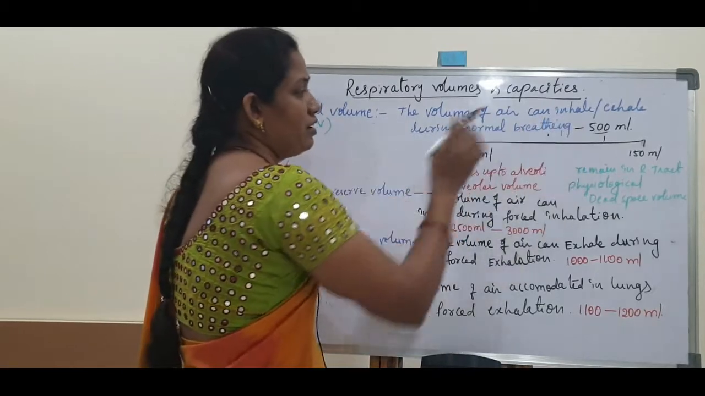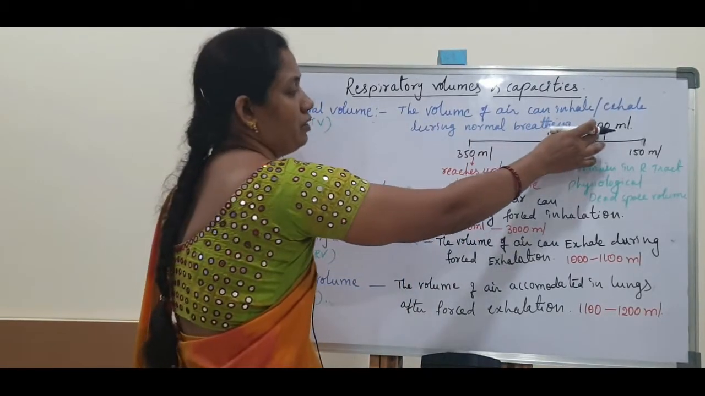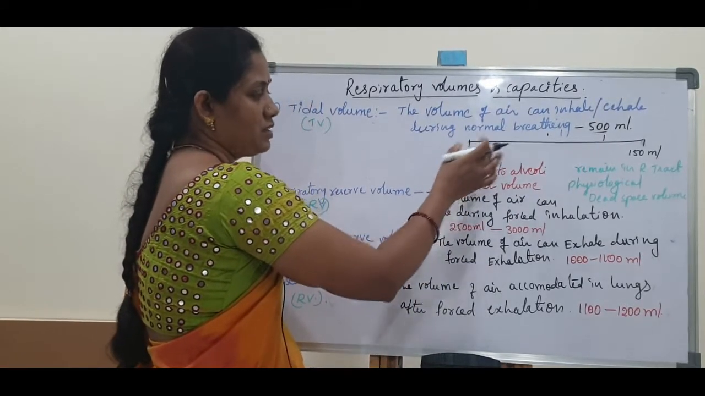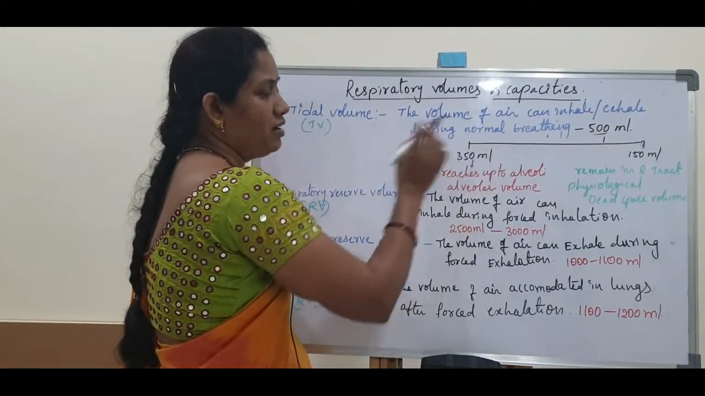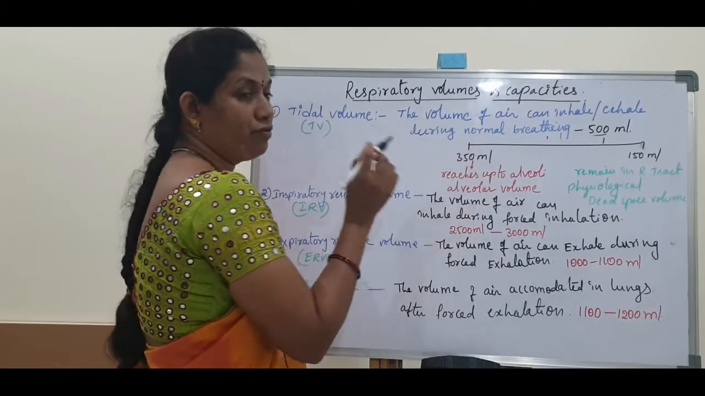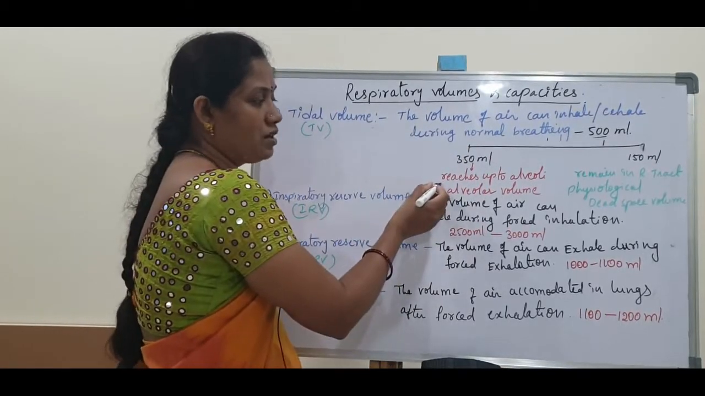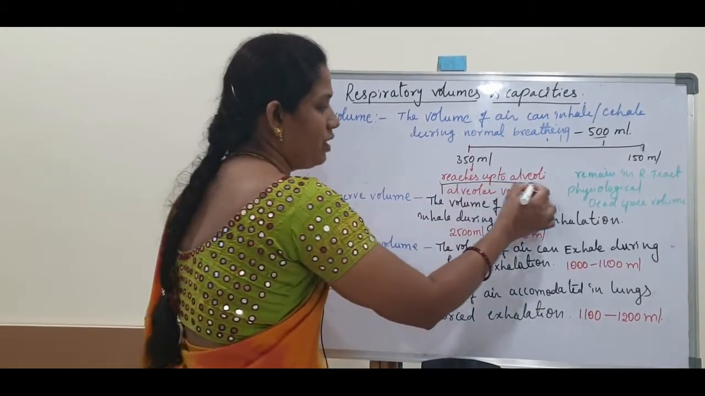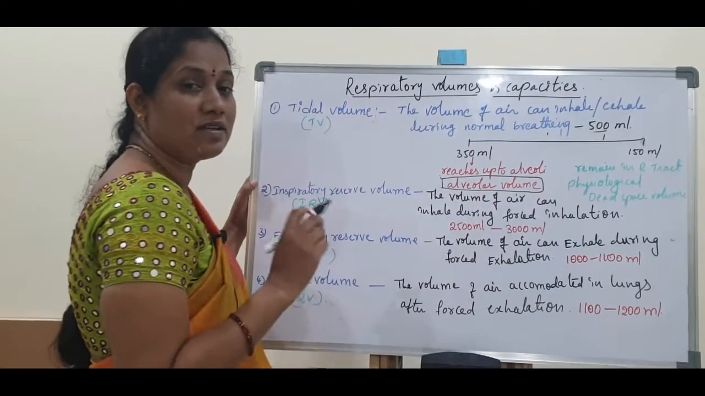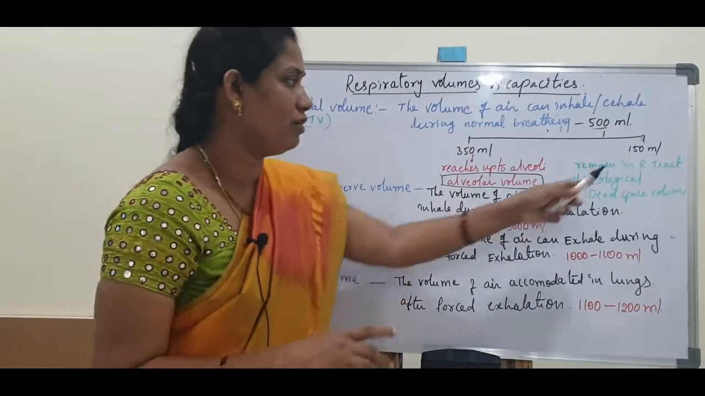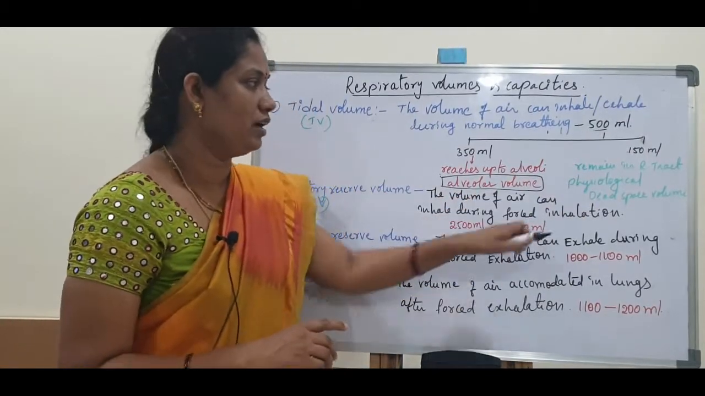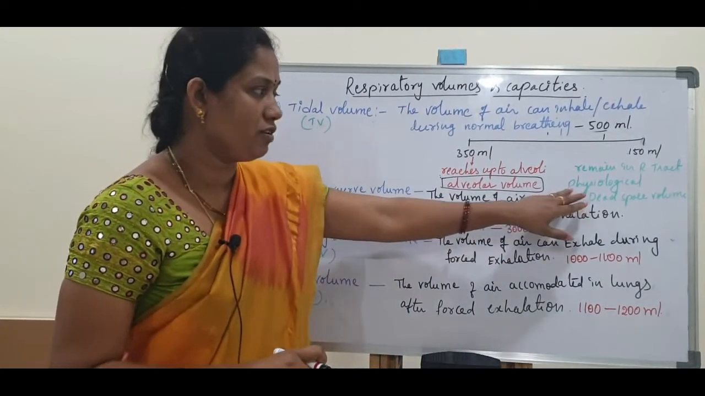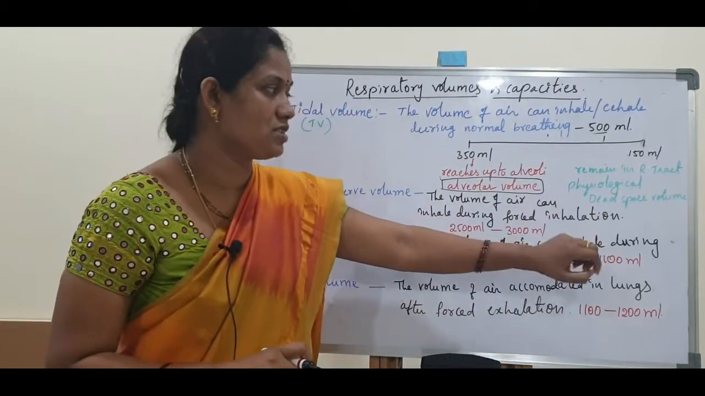This 500 ml volume of air divides into two parts. Of this 500 ml, 350 ml of air reaches up to the alveoli. So this amount is called alveolar volume. The remaining 150 ml of air remains in the respiratory tract. That is called physiological dead space volume.